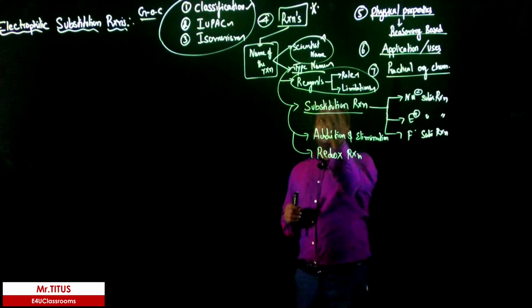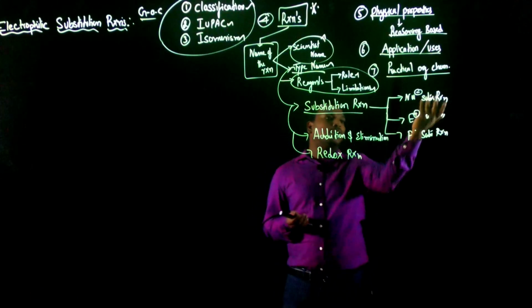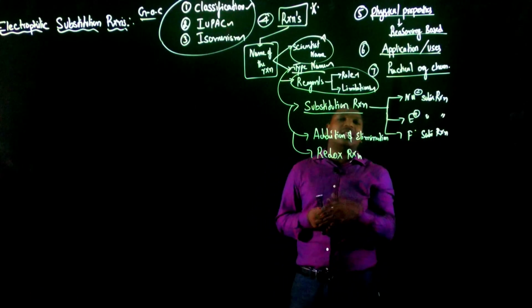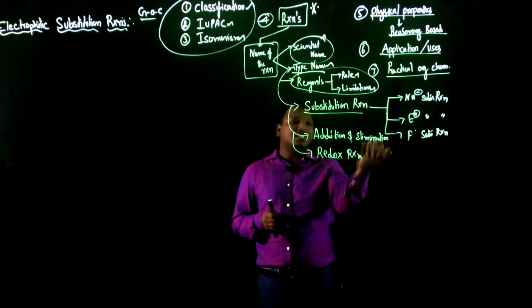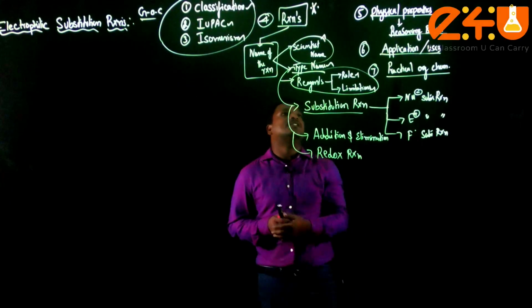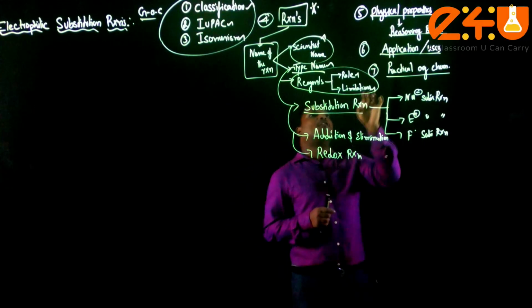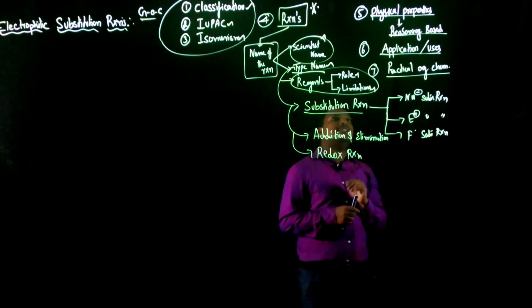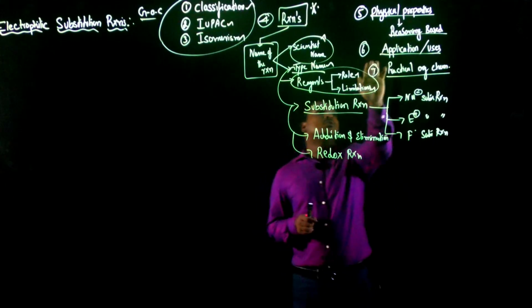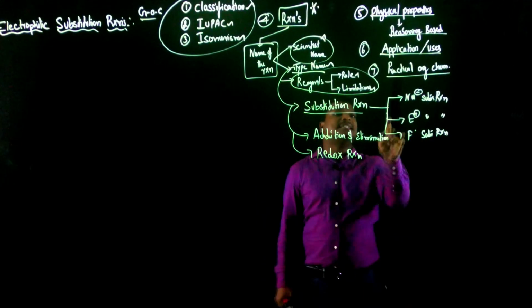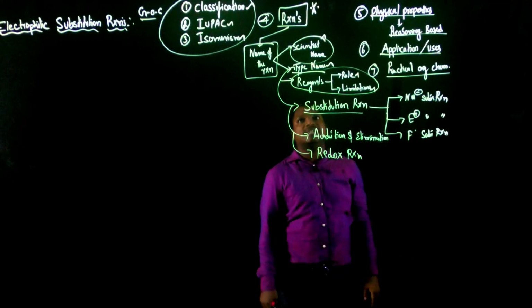The type of reaction can be substitution reaction: nucleophilic substitution, electrophilic substitution, free radical substitution, or it can be an addition-elimination reaction, or a redox reaction. The fifth topic is that you have to be very clear with the physical properties, the sixth topic is uses or application based, and the seventh topic is practical organic chemistry.